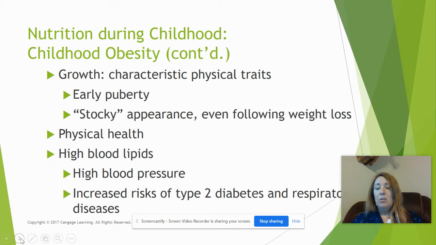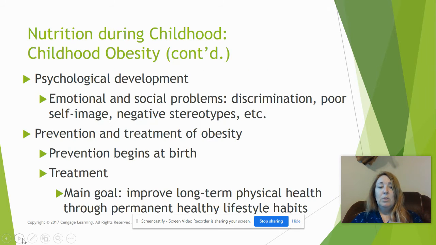So some characteristic physical traits that we'll see in obese children: early puberty, stockier appearance, and then we might see some of those non-physical signs, that biochemical data: high blood pressure, high blood lipids, increased blood glucose. And really we're trying to prevent this from happening in an effort to decrease the risk of becoming obese adults.